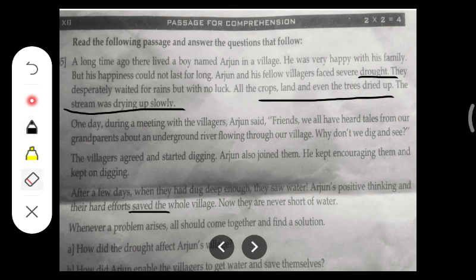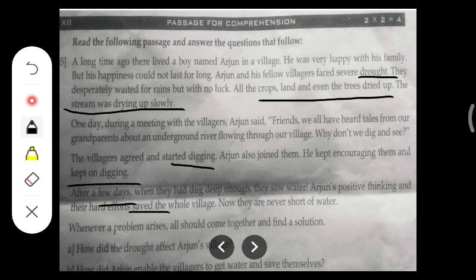And now they are never short of water. Whenever a problem arises, all should come together and find a solution. So here, saved. How did they save? They started digging, and they kept on digging, and after a few days they dug enough and they saw water. So this is your answer.